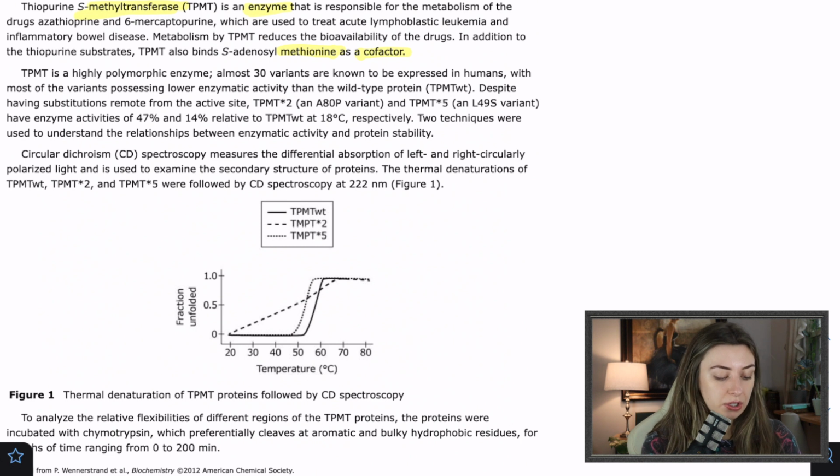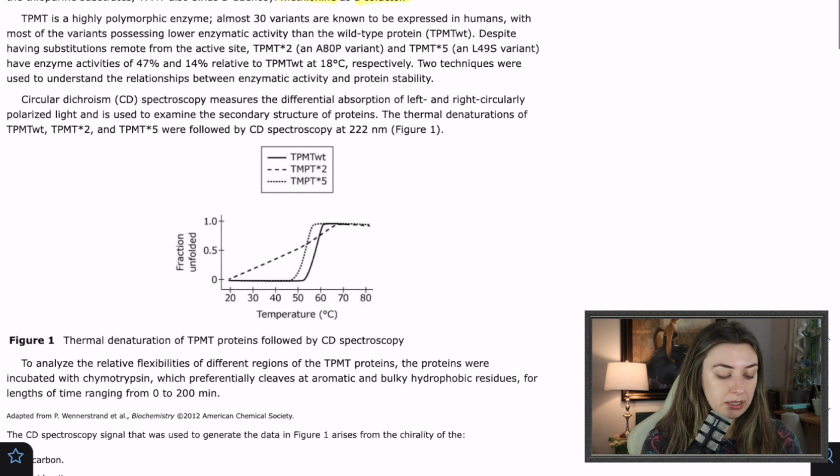Two techniques were used to understand the relationships between enzymatic activity and protein stability. Circular dichroism, CD, spectroscopy, measures the differential absorption of left and right circularly polarized light. So we should know a little bit about polarized light, right? And chirality and all that kind of stuff. It is used to examine the secondary structure of proteins. Protein structure is high yield, so they could definitely ask a question about this. The thermal denaturations of all the enzymes were followed by CD spec at 222 nanometers.